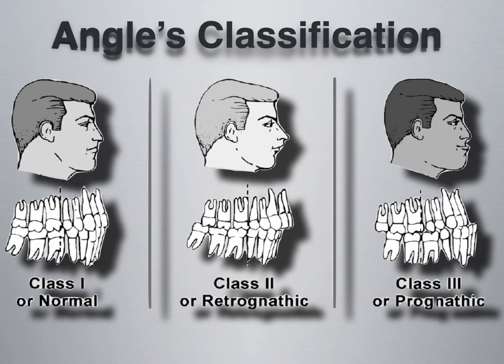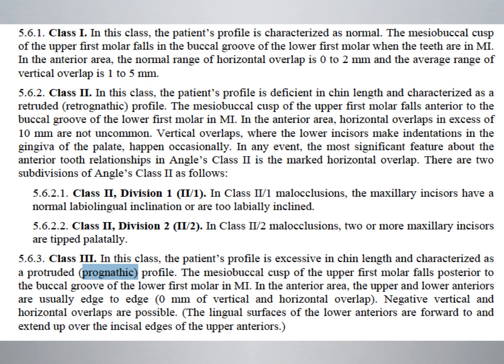So once again, we take a glance at these Angle classifications. Class 1 is normal, class 2 is retrognathic, meaning that the lower jaw has moved backwards in relationship to the maxillary, and class 3 is prognathic, where the lower arch has moved forward in front of the maxillary. When we look at the text, it breaks down exactly what these relationships are. This is something that you do need to know and understand for your exams.